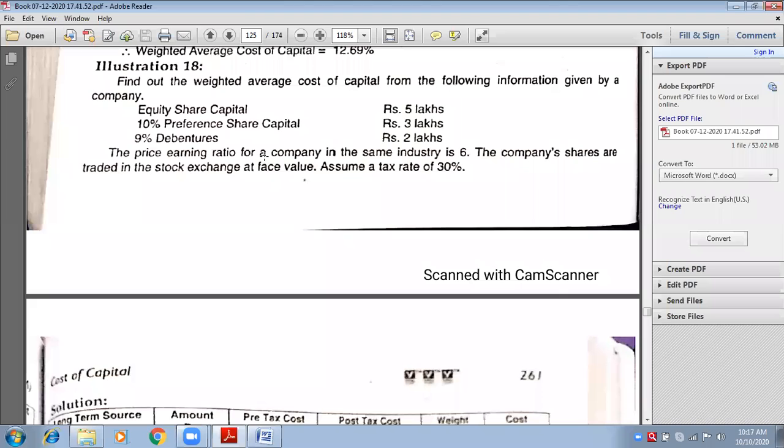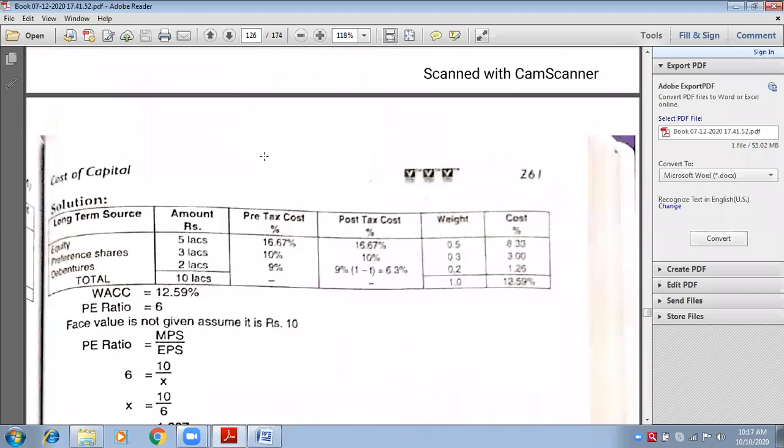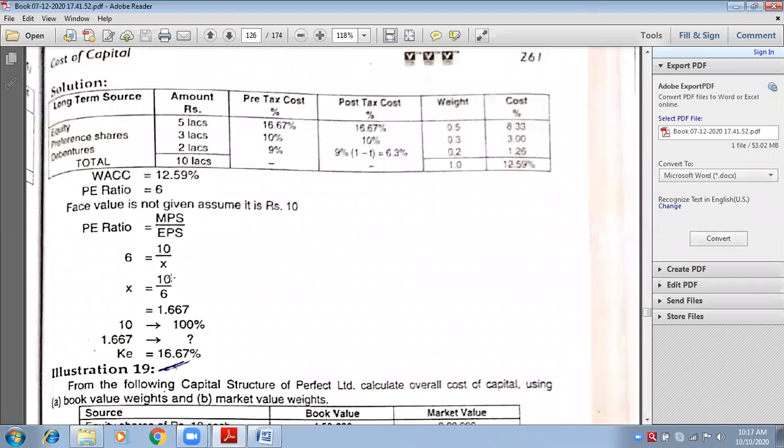Because they say the market value is equal to face value, therefore MPS would also be 10. Now EPS, I don't know about EPS. Let it be EPS only. So now EPS will go here, 6 will come here. Cross multiplication: 10 by 6, EPS is equal to 1.667.